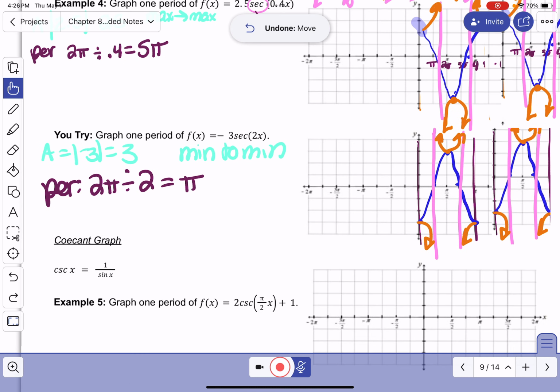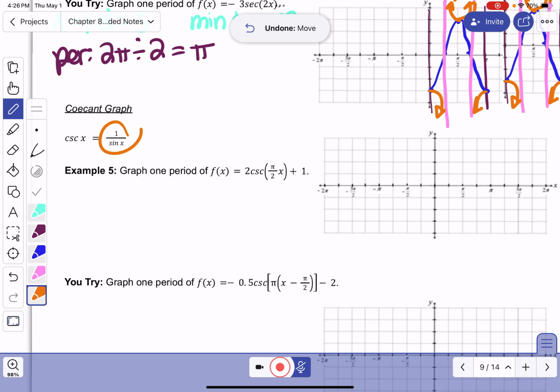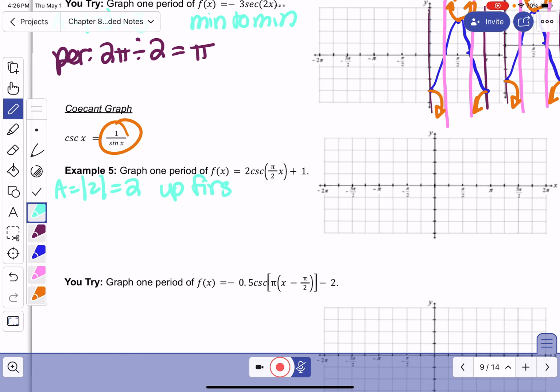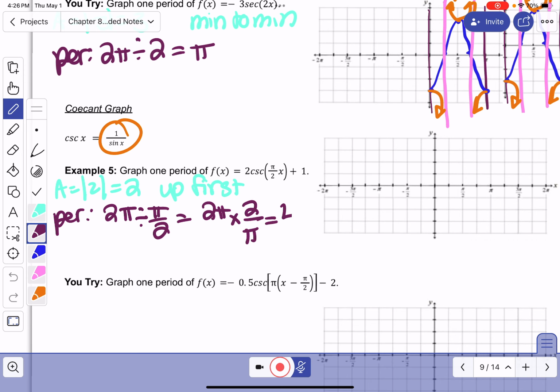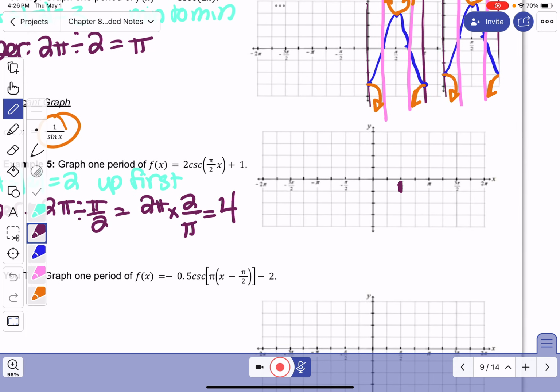Cosecant is the same exact thing. We're just doing the sine graph. So here, our amplitude is 2. We go up first. Our period is 2 pi divided by pi over 2. So 2 pi times 2 over pi, so we get 4. So I'm going to change these to 1, 2, 3, 4.